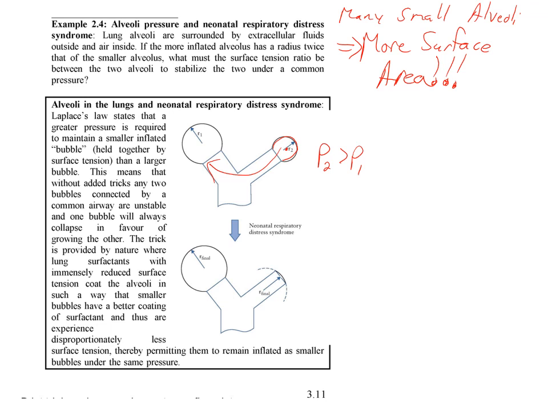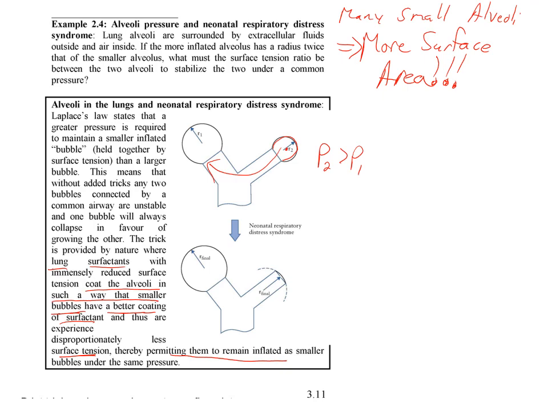Well, the trick is provided by nature, where lung surfactants with immensely reduced surface tension coat the alveoli in such a way that the smaller bubbles have a better coating of the surfactant and thus experience less surface tension, therefore permitting them to remain inflated as smaller bubbles under the same pressure. If you think about that for a second, that's a pretty amazing mechanism that our body has available to us. We're able to actually regulate the surface tension on alveoli individually so that this collapse of the alveoli does not happen.